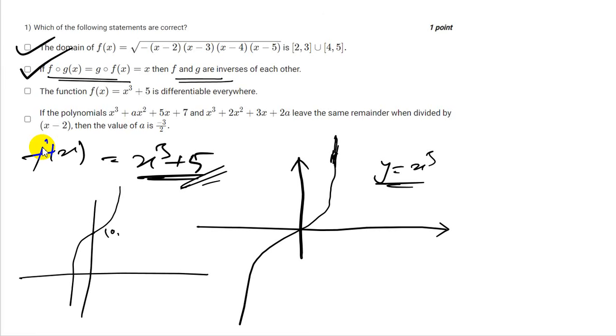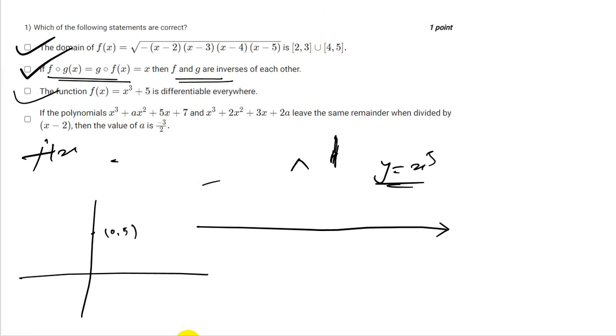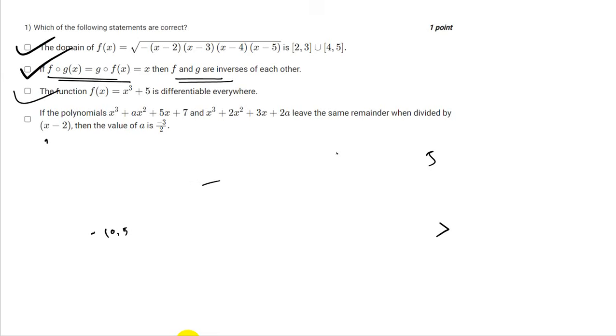This point will be (0, 5). So we can see that this function doesn't have any abrupt changes in it. Okay, it's smooth everywhere and continuous. So we can say that yes, the function f(x) equal to x cube plus 5 is differentiable everywhere by just looking at its graph. Okay, so this is also done. The next option says that the polynomials, this and this, leave the same remainder when divided by x minus 2, then the value of a is minus 3 by 2.